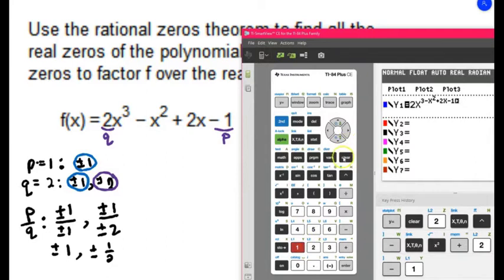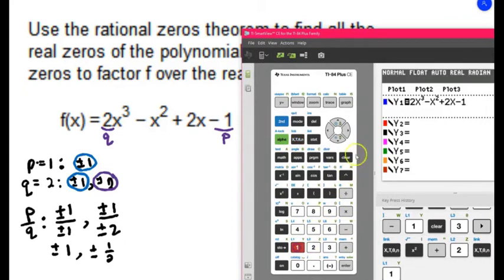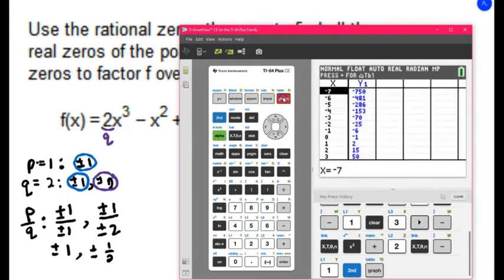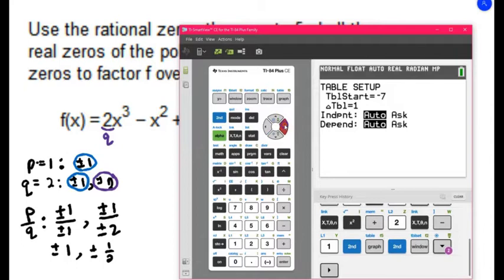Well, I've typed that wrong. Let me try it one more time. 2x cubed minus x squared plus 2x minus 1. And I'm going to use my table. And before I use that table, I need to go to table set. I want to switch this over to ask mode so that I can specify these potential rational zeros to test out.